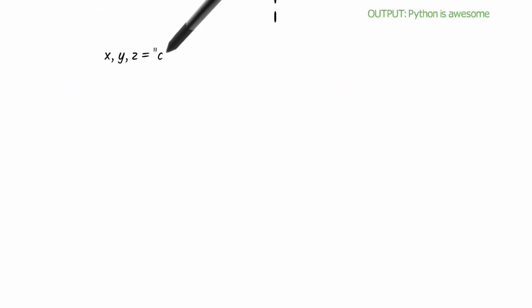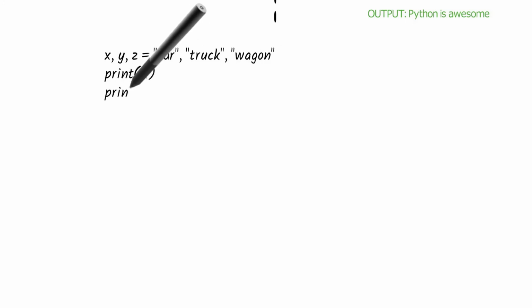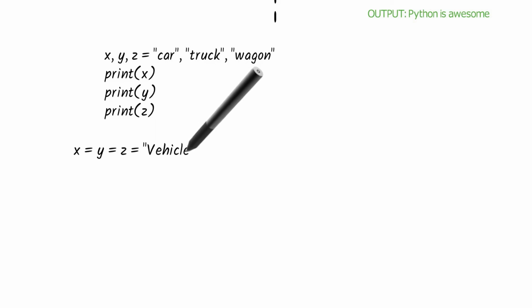Lastly, Python allows you to assign multiple variables different values in one single line. You simply create the variables, separated by a comma, and assign them values, separated by commas. You could also assign multiple variables a single value in one line too.